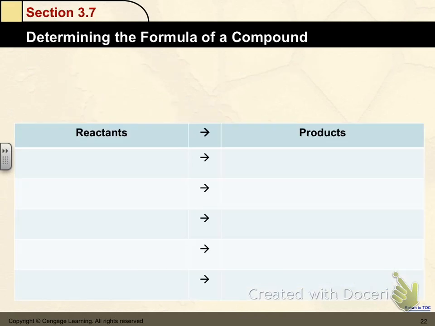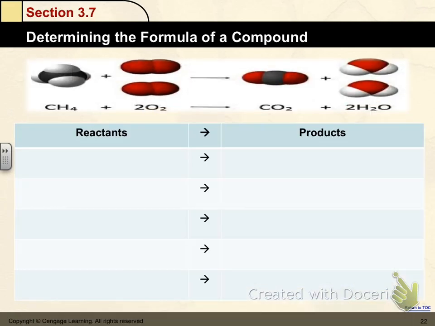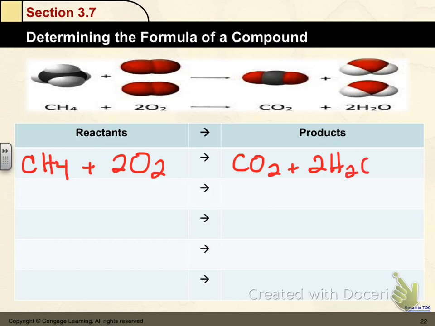What does a balanced chemical equation tell us? Let's go back to the one that we just saw. All right, what do we know about this? Well, first of all, we know that we've got a couple of reactants, we've got a couple of products. What are reactants? Well, our reactants are methane and oxygen. So I'm going to rewrite the chemical reaction right here. CO2 plus 2H2O. Okay, what else do we know about this?